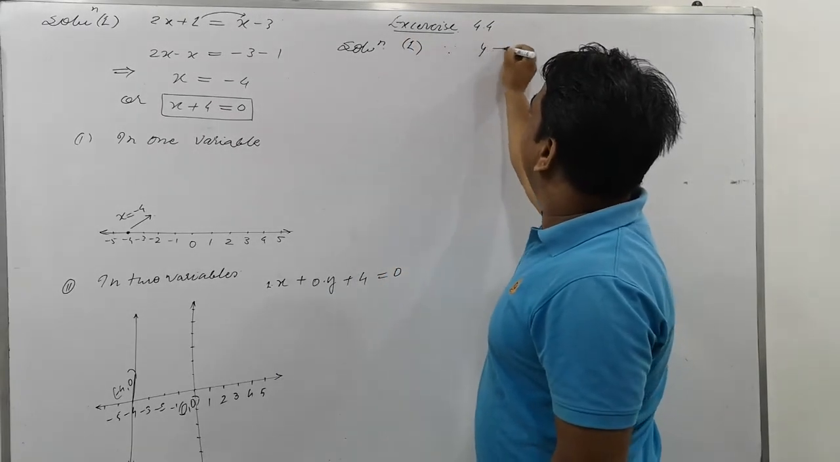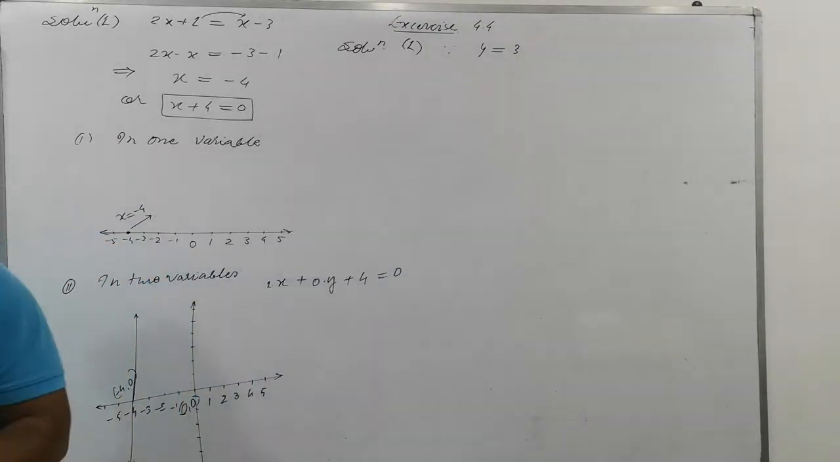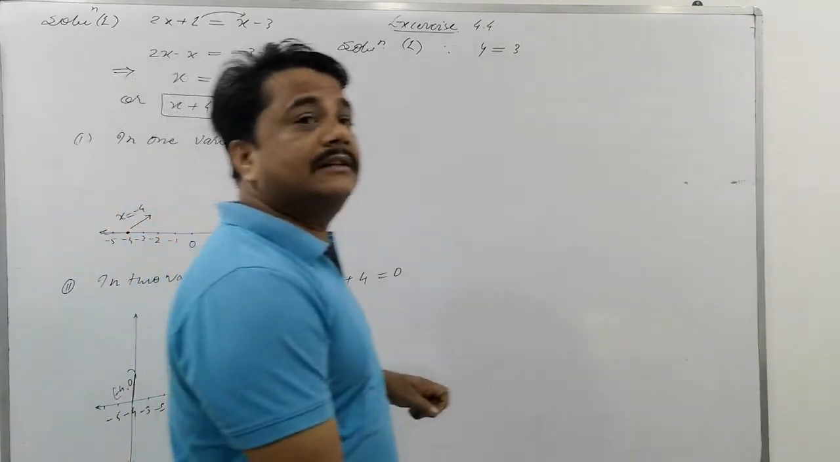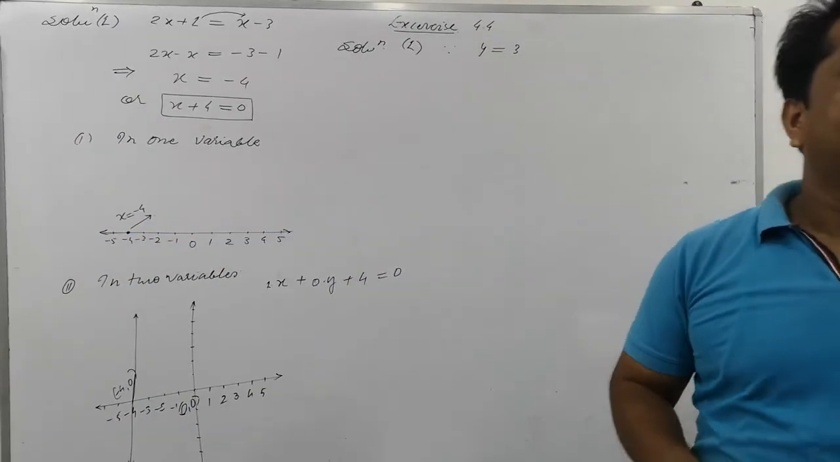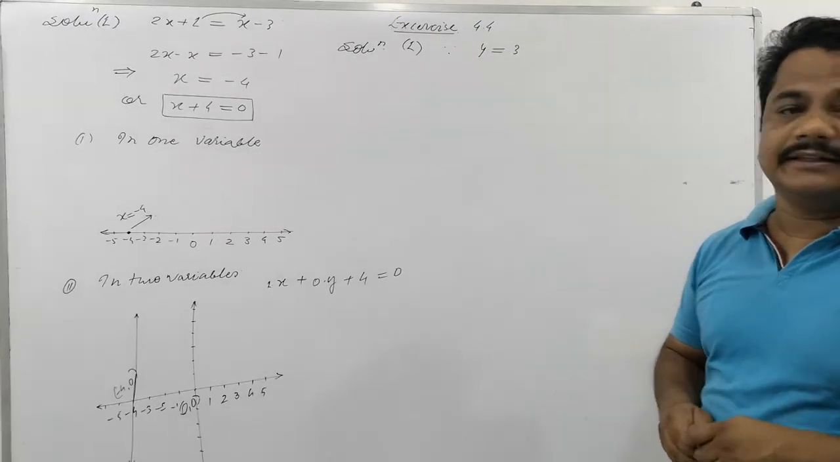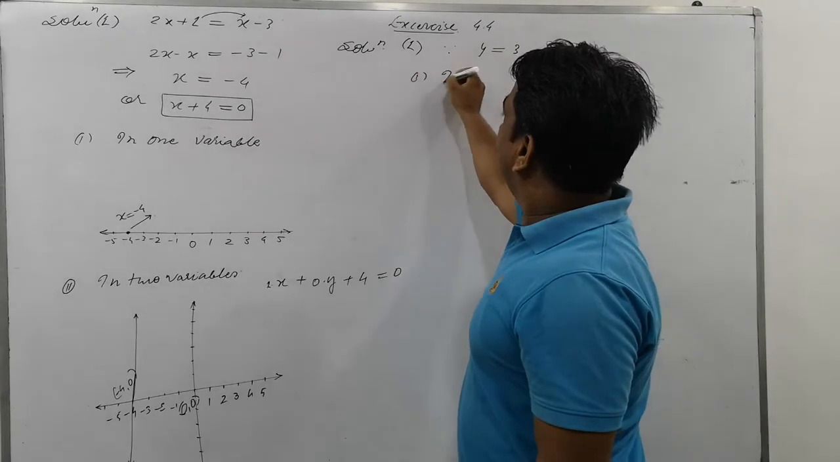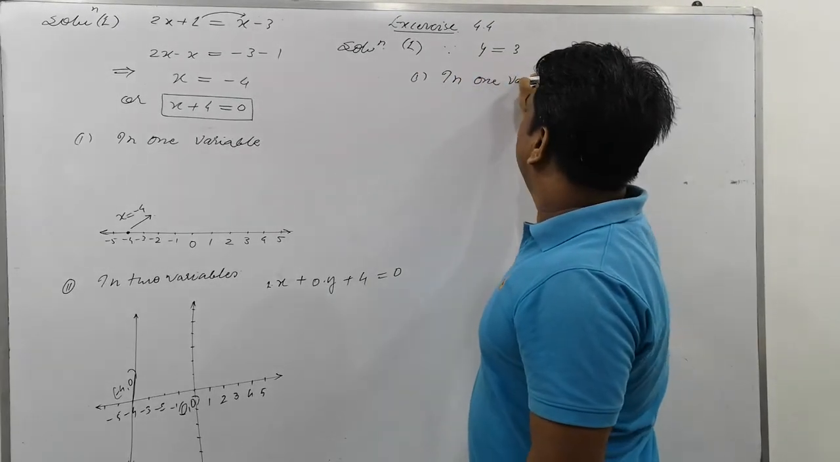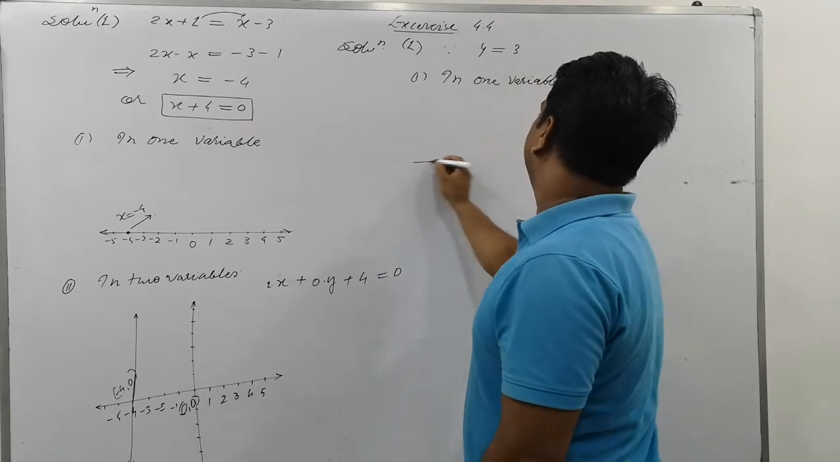Since y is equal to 3. This is the representation. Y is equal to 3. And we are to represent this in the geometrical form. Okay, so start representing this. What will you do first? In one variable. In one variable form.